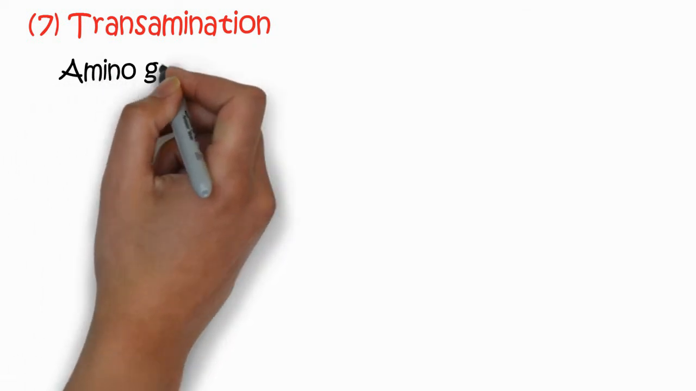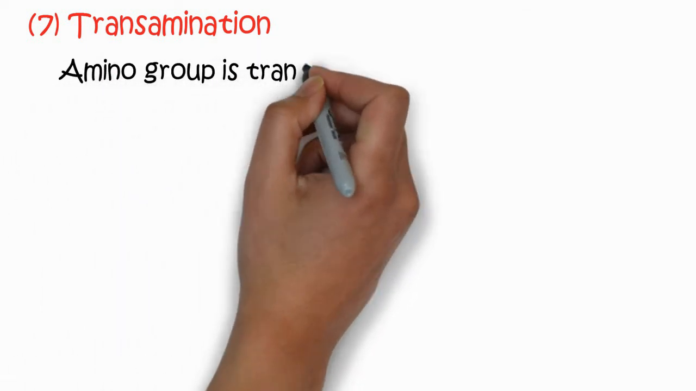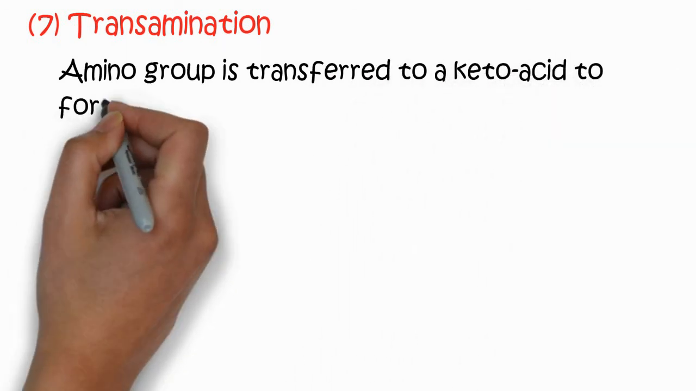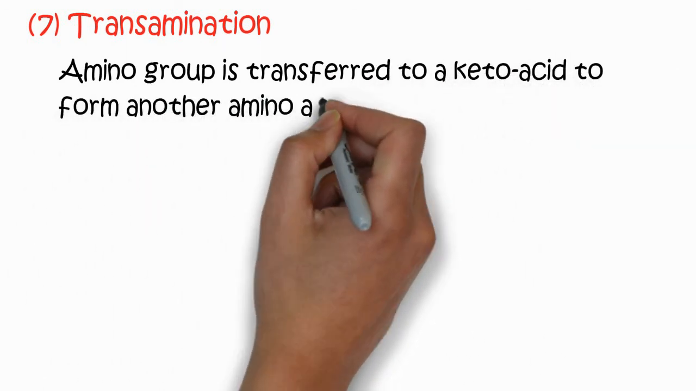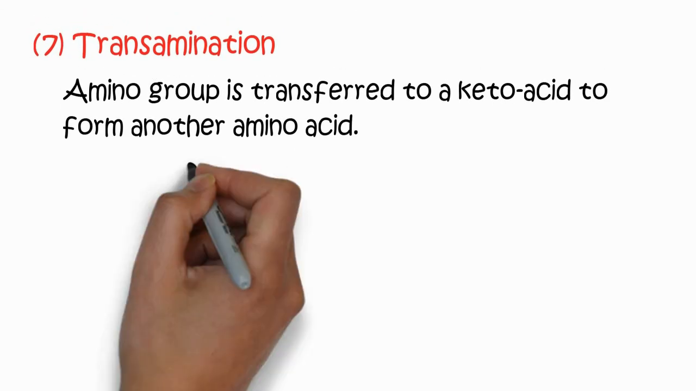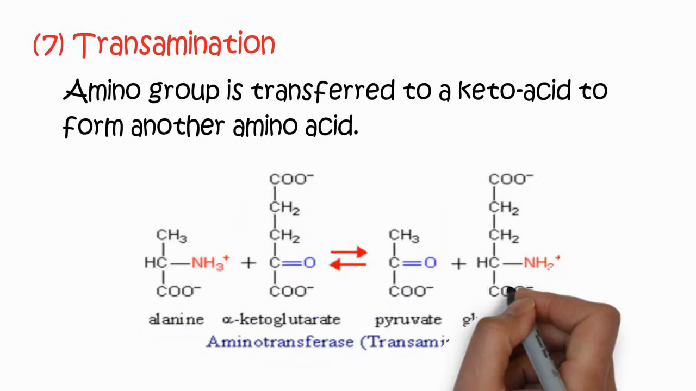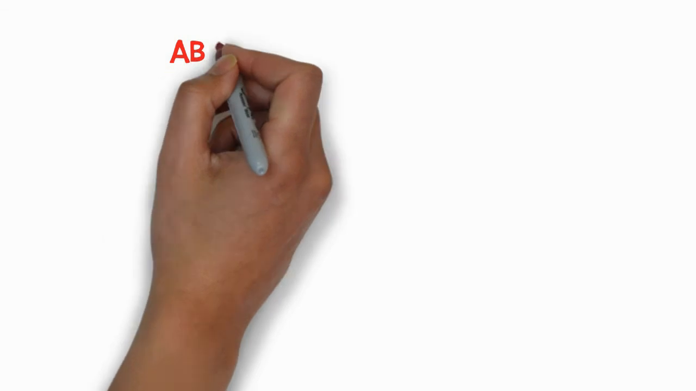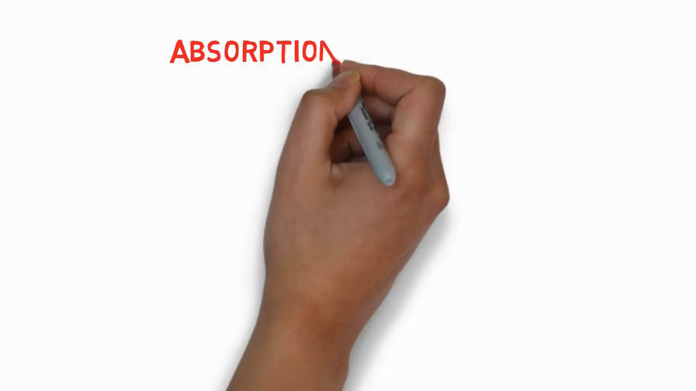The next reaction is transamination reaction. Amino group is transferred to a keto acid to form another amino acid. This is very common reaction. We call it aminotransferase reaction or transaminase reaction, in which alanine react with alpha-ketoglutarate forming pyruvate and glutamate. This is an important reaction.